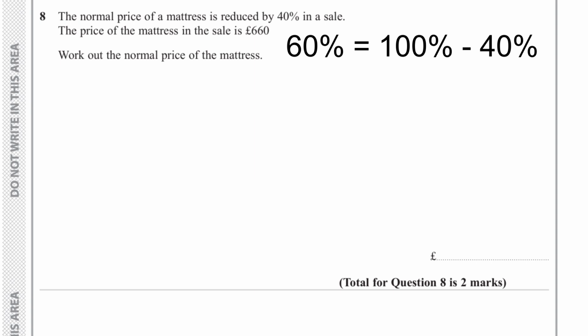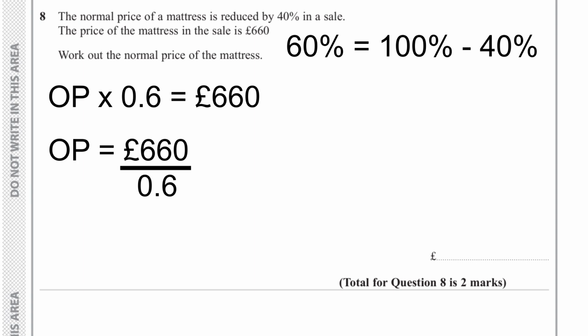So I made this formula or equation, and anyone can make their own formulas or equations. It's OP, which is original price, times 0.6, which is 60%, is equal to £660. So what I've made here is an equation because it says the original price times 60% is £660. Okay, so now we want to work out the unknown OP. So let's divide both sides by 0.6. So OP is equal to £660 divided by 0.6.